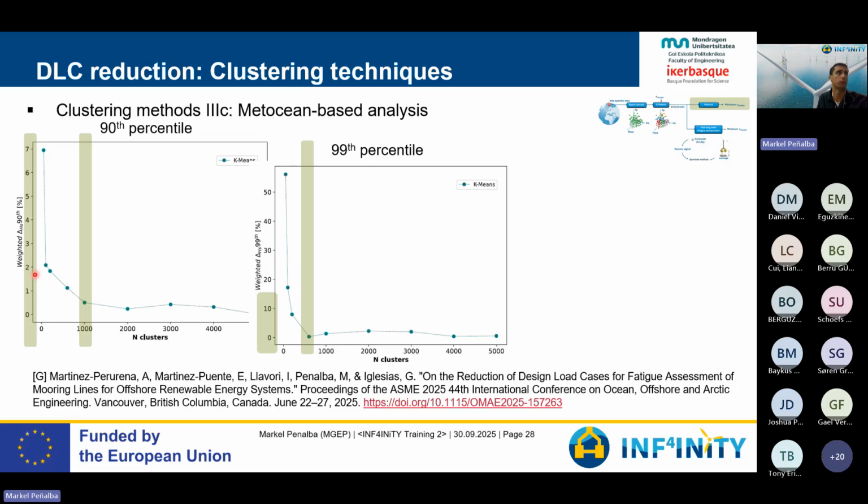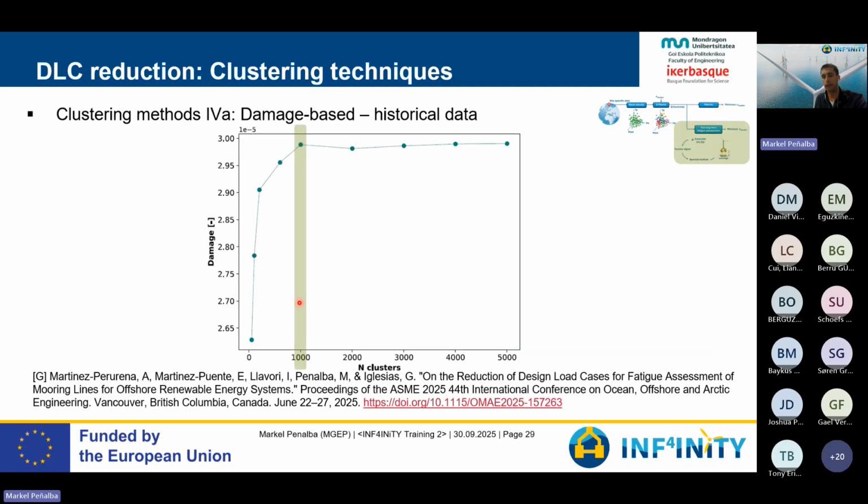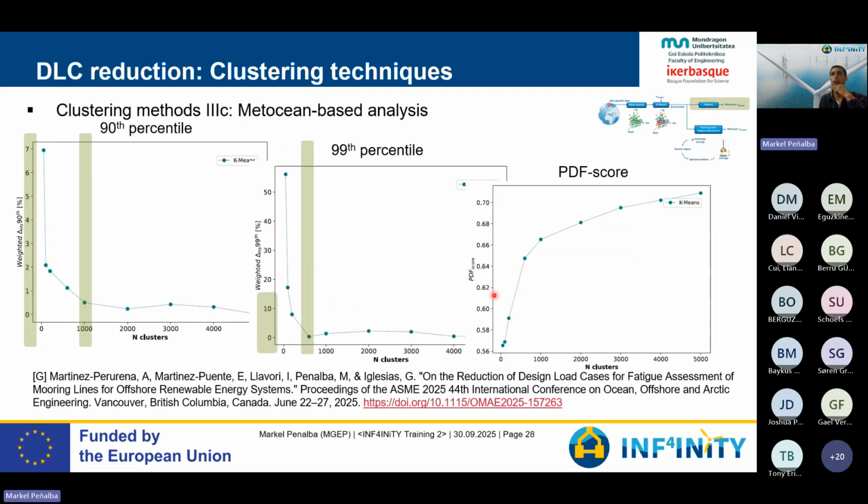Where we have a range of 0 to 7%. Here the range goes from 0 to almost 60%, right? So with extreme events, 99th percentile, the range is much larger, which is to be expected. But again, we have the PDF score, the third metric that, as you see, around 100 or 1,000 simulations seems to converge at 0.67, sorry, and only increases 3 points when multiplying by 5 the number of clusters.